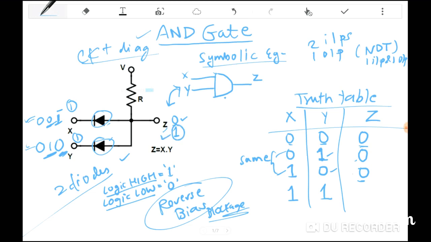Perfect. If the two inputs are connected to logic high, then the diodes are in the forward bias condition. The diodes will be in the forward bias condition. Now, you know about the forward bias condition, right? Yes, that's correct.